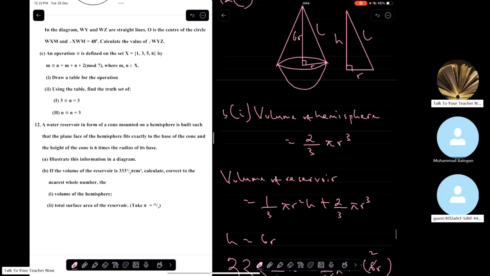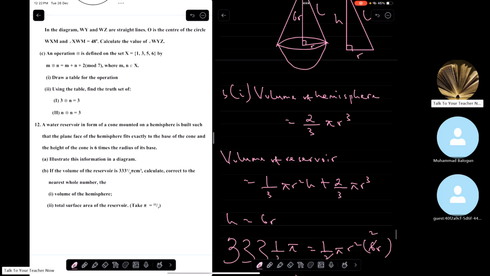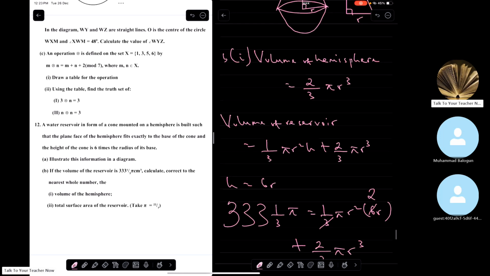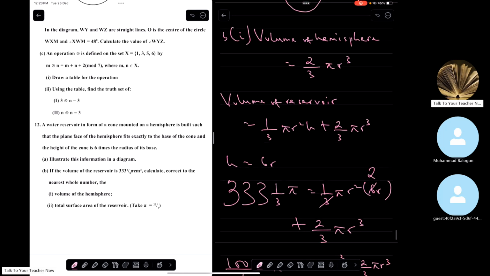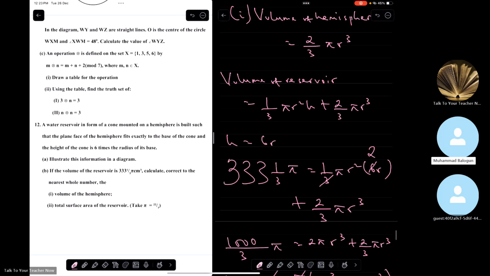So let's go. The volume of the reservoir is the volume of the hemisphere plus that of the cone. The hemisphere is 2/3 pi r cubed. You already know that the height is 6r. So instead of writing 1/3 pi r squared h, I wrote 1/3 pi r squared times 6r. And I did 3 in 3, 1, 3 in 6, 2. Let me write this 2 well so that you know that it's not a power. Should we scroll up, Mohammed? Yes, I can scroll. Okay.